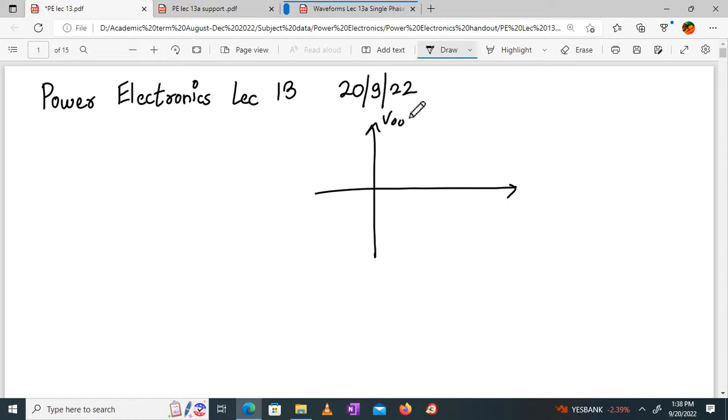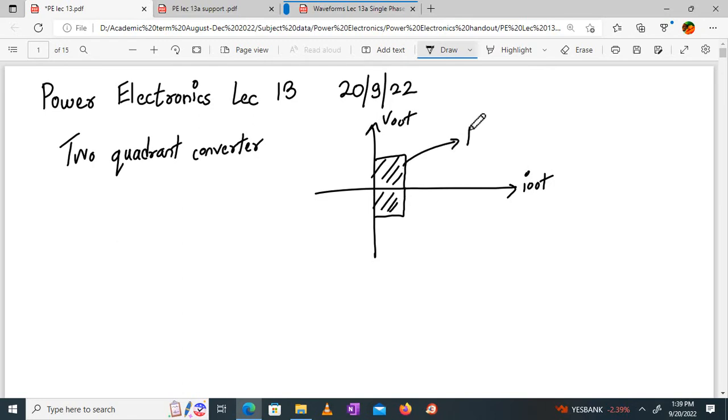Over here, if we plot V out versus I out, and we are talking about the two quadrant converter, this is nothing but a full converter, right? Here, output voltage may go to a negative value, but current will always remain positive because of the unidirectional nature of current flow in an SCR. So in this case your power will be positive, and in this case your power will be negative.